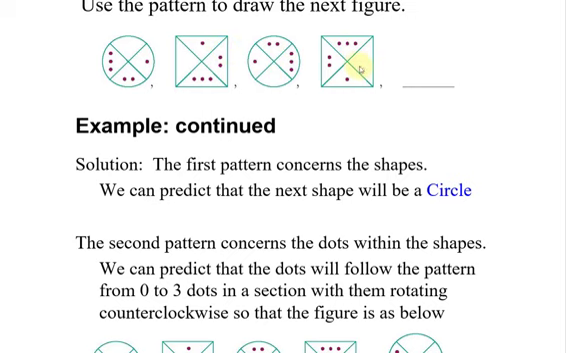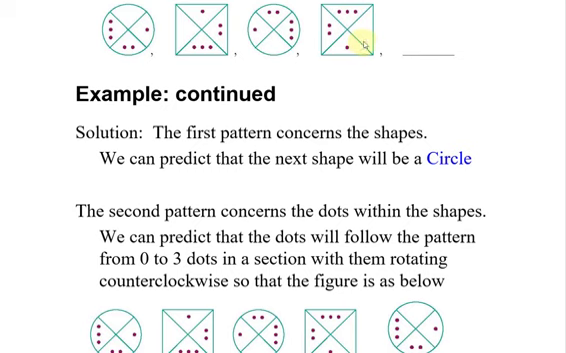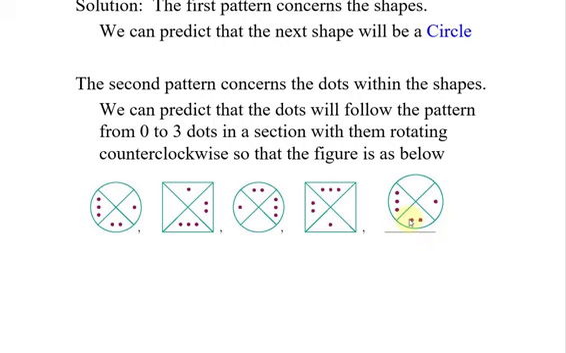And let's keep going on. So now the next one, the 1 dot we move up here in the circle, the 2 dot we move down here in the circle, and the 3 dots we move to the left side. And that is the next figure.